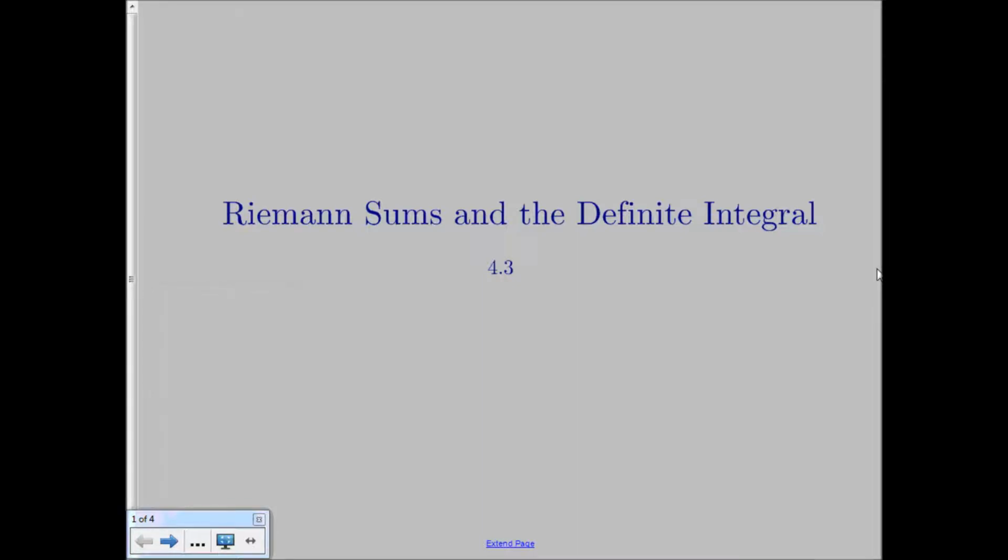Hello. So what we're going to be talking about today is Riemann sums and what a definite integral is. So this is just a continuation of what we've been talking about with sums and finding the area under curves, and going all the way back to what an indefinite integral is. Now we're going to learn more about another type of integral.